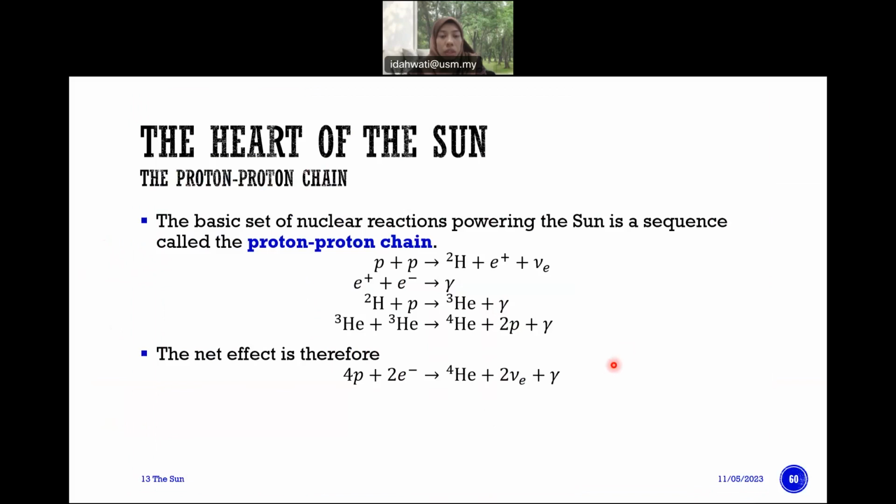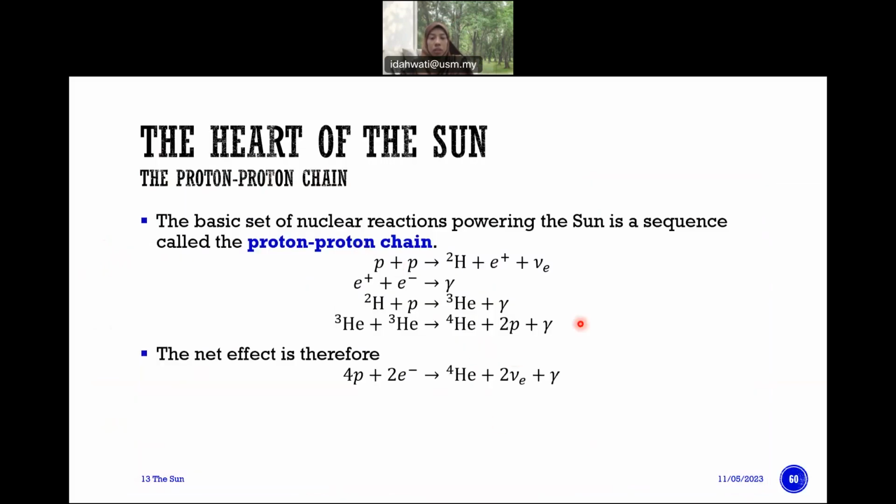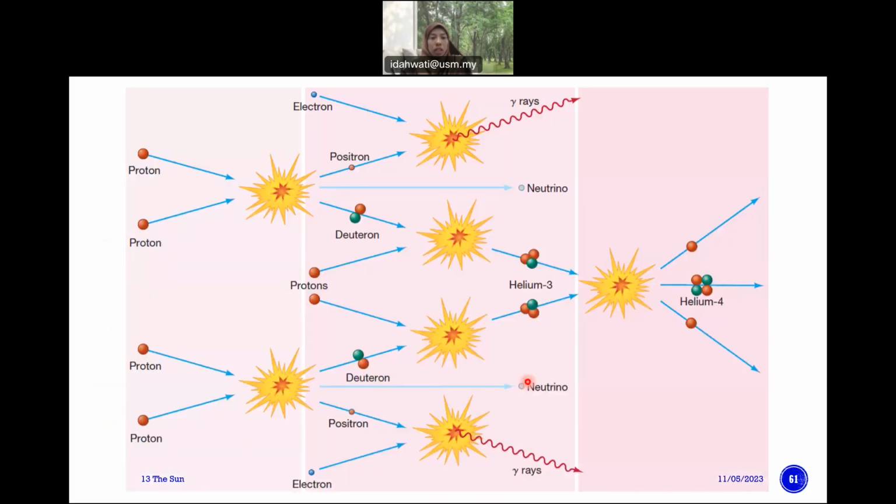So this is basically illustrated in the shape of a figure. Okay, we try to understand from the expression or reaction like this to like this.